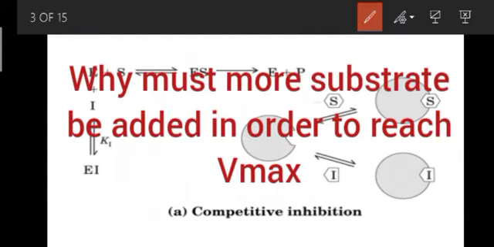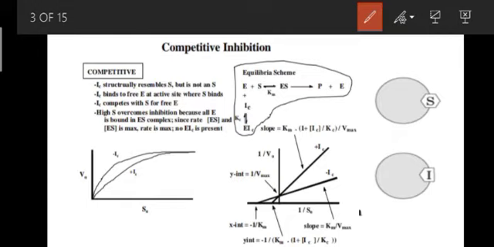And the question is, why must more substrate be added in order to reach Vmax? The extra substrate makes the substrate molecules abundant enough to consistently beat the inhibitor molecules to the enzyme. And this is the answer to this question. When the substrate concentration far exceeds the concentration of I, the probability that the inhibitor molecules will bind with the enzyme is minimized, and the reaction exhibits a normal Vmax.